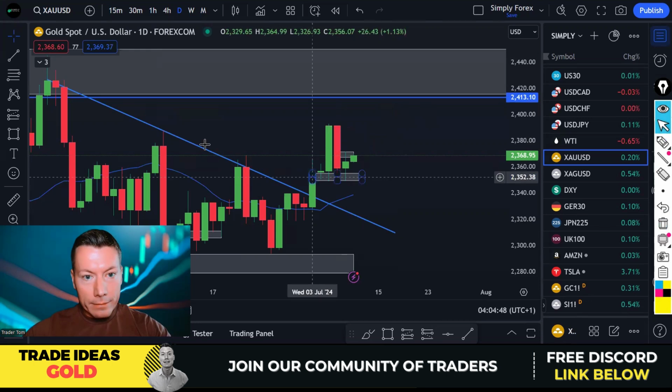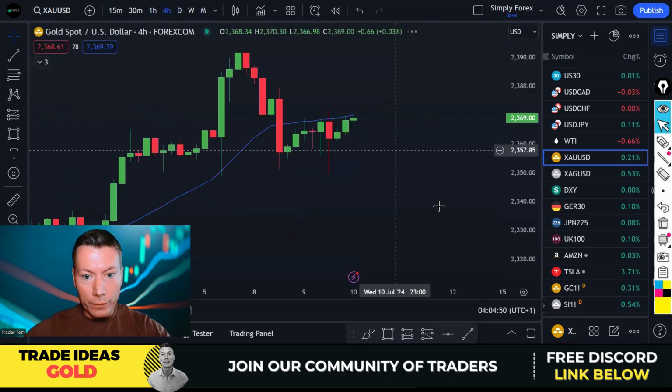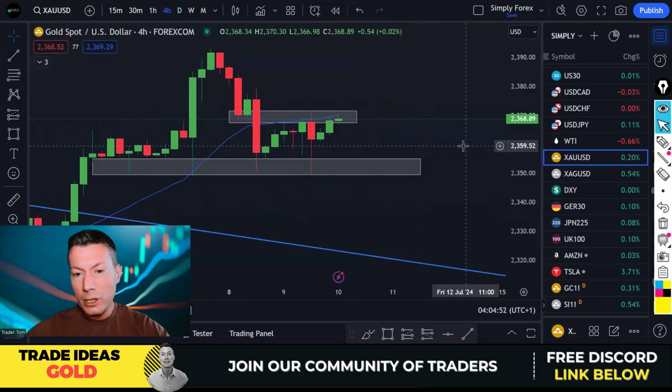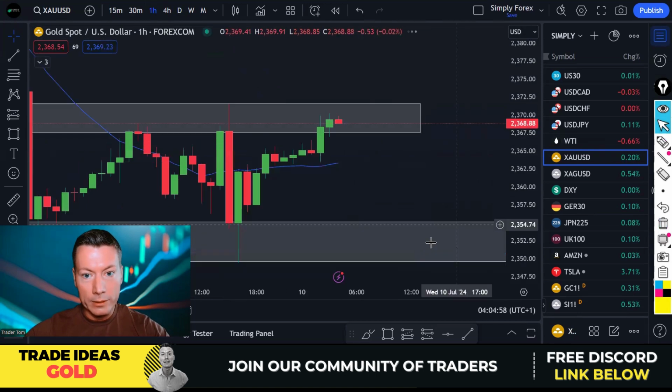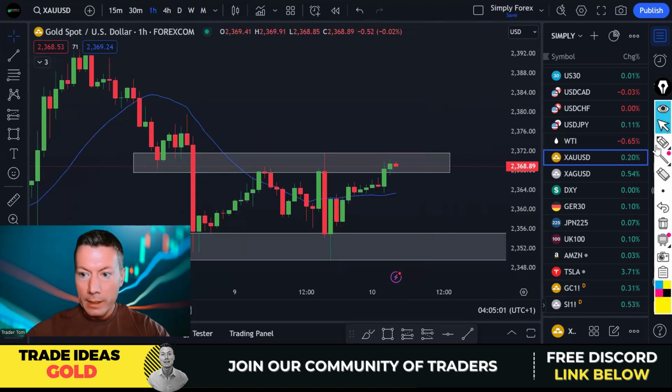So uptrend, right? We're now going to look at the H4. And H4 or H1, it's the same level. So let's take a look at the H1 so we can see it a bit more clearly. You can see it was once support and then it's become resistance. So all we want, guys, is a break through this level. We get a nice bullish candle, break through this level. We can start buying in here and take price back up to here.